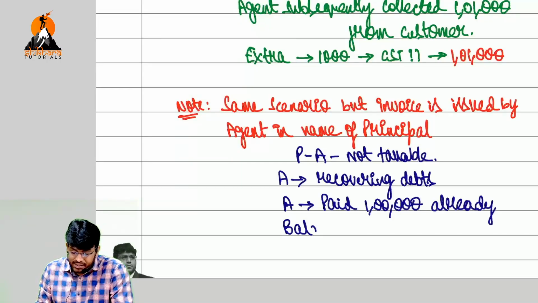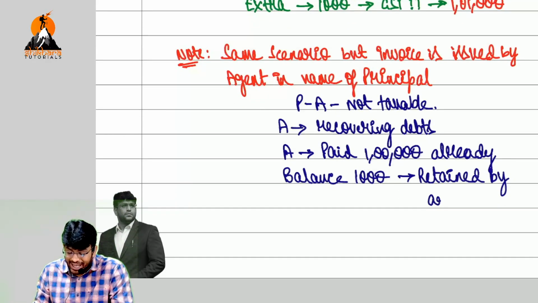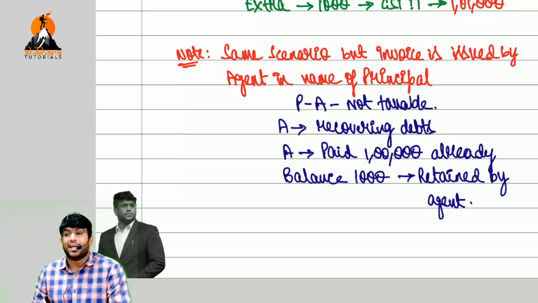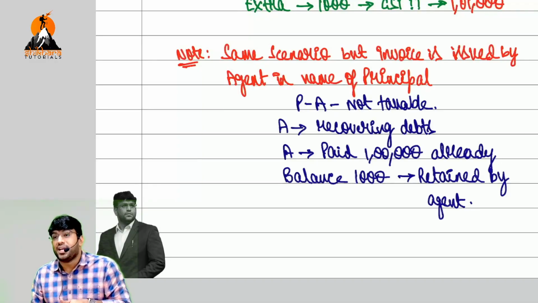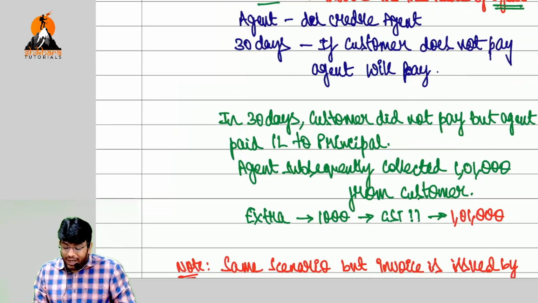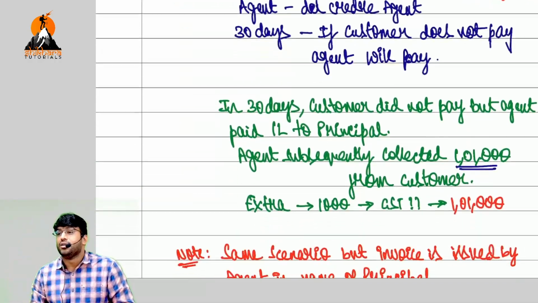But the balance 1,000 is retained by whom, sir? Exactly. This 1,000 is retained by agent. It is not given to principal. In previous example, 1,01,000 is completely enjoyed by agent, because already agent paid 1 lakh to him, no?